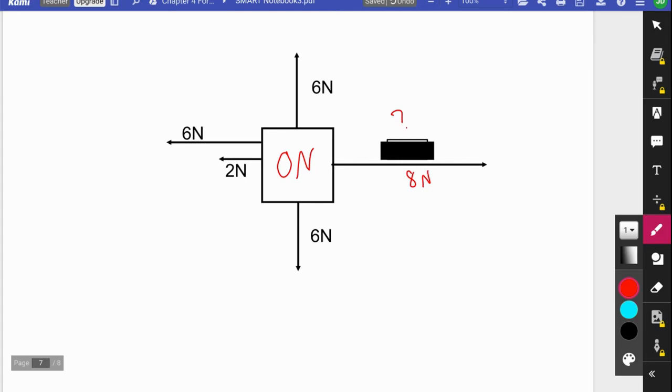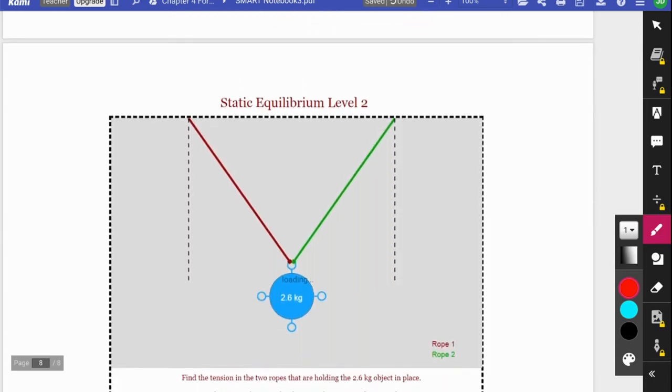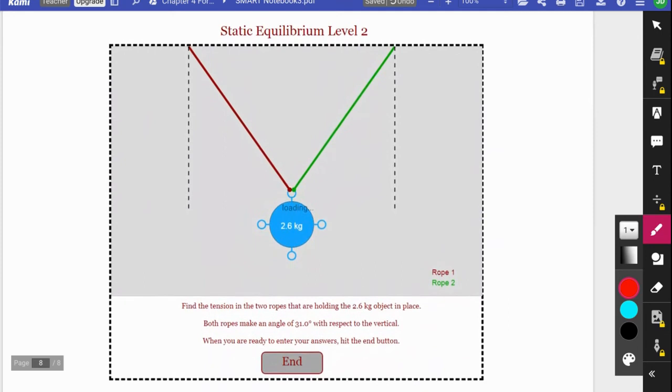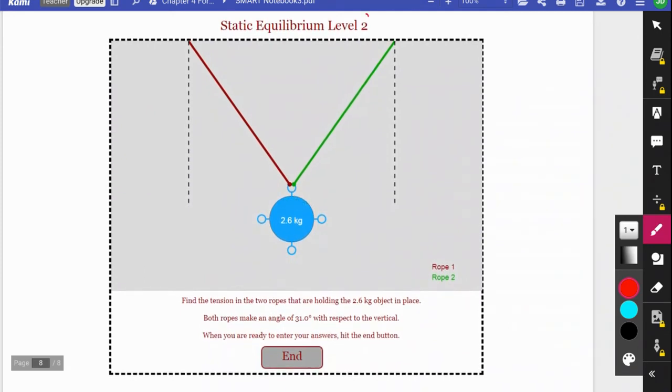Another word is static equilibrium. There is another type of equilibrium we'll talk about in a later chapter. So again, this is static equilibrium, balanced forces. Okay. Now, here is the part you really want to pay attention to. This is what your homework is going to be like. This is a static equilibrium problem.